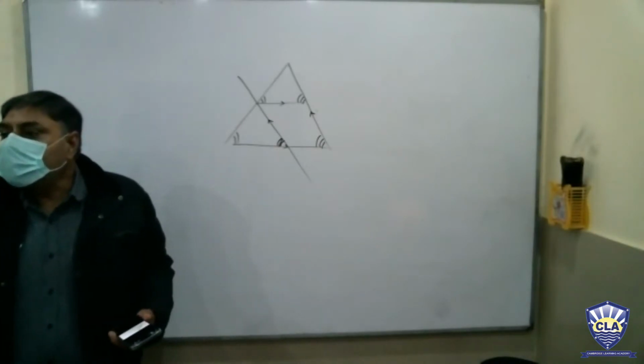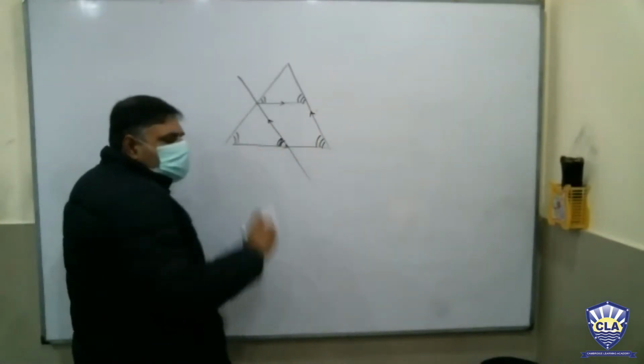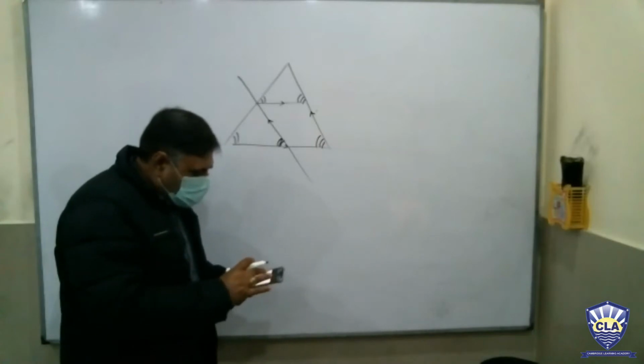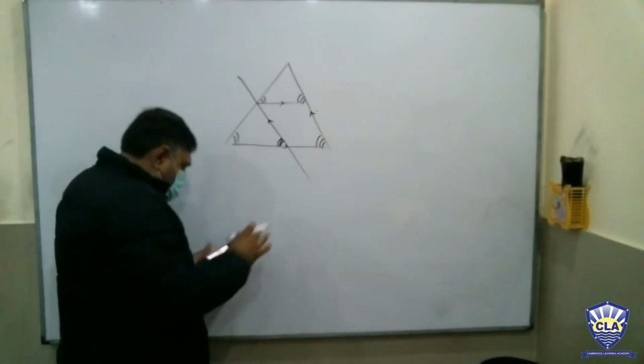Corresponding. These two angles are corresponding on the same line. Corresponding angles. So these two angles are equal.